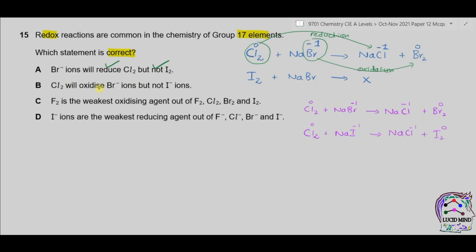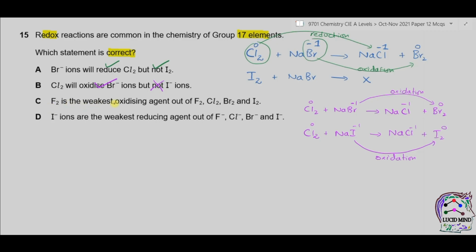Now it says chlorine will oxidize bromide ions. Now bromide is oxidized to bromine. This is true. Chlorine also oxidizes iodide to iodine. So this part is incorrect.